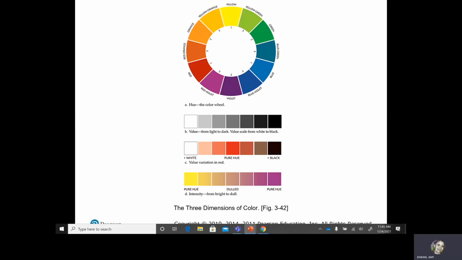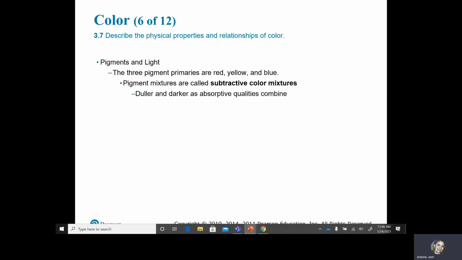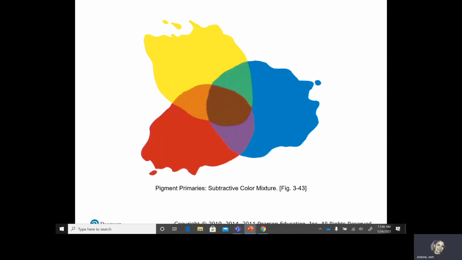Here's the color wheel. We have the primary colors, secondary, and tertiary or intermediate colors. Okay, pigments and light. The three pigment primaries are red, yellow, and blue. Pigment mixtures are called subtractive color mixtures, duller and darker as absorptive qualities combine. Here's a subtractive color mixture.